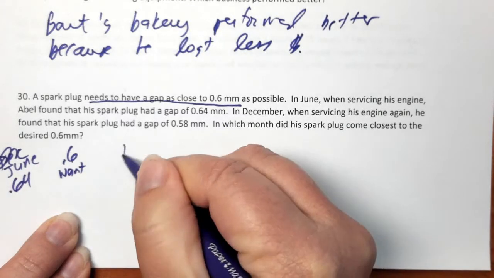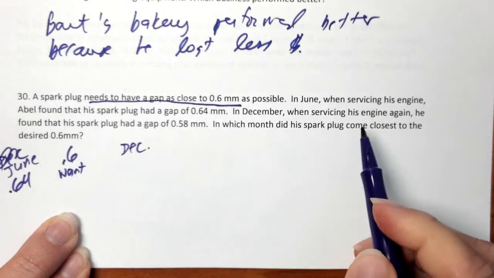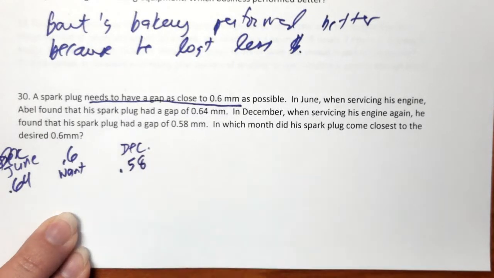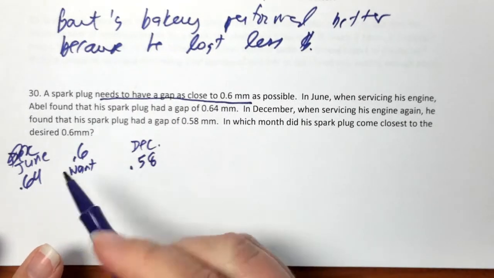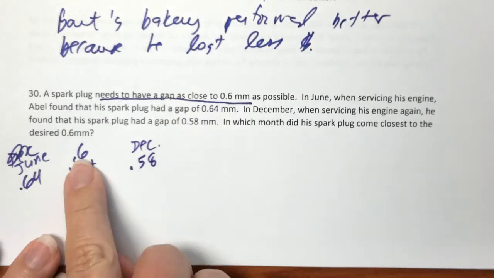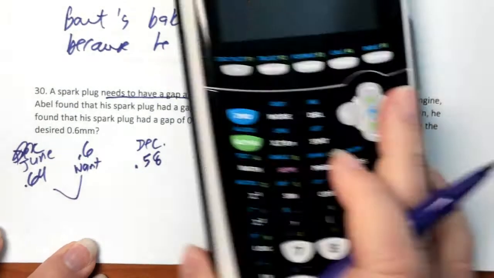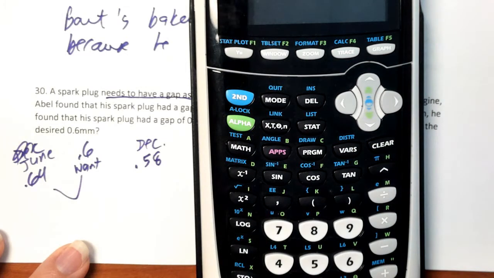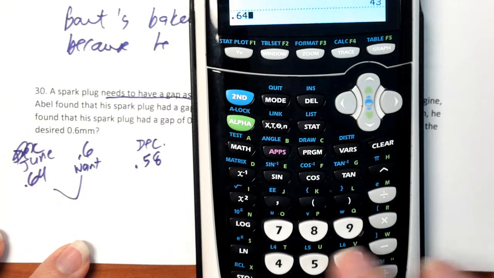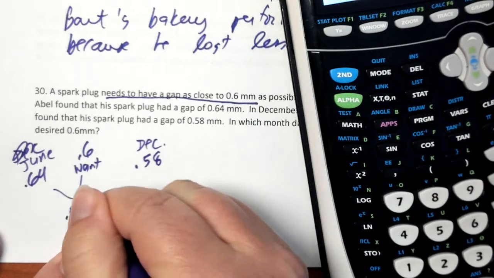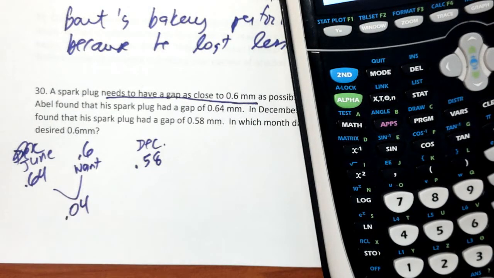In December, he found that the spark plug had a gap of 0.58. So which month did it come closer? Okay, well, in June, he wanted it to be 0.6, but it was 0.64. So how far apart is that? How much change is it? So I'm going to say 0.64 minus 0.6. Oh, it's 0.04 away. It's 0.04 away from what he wanted.